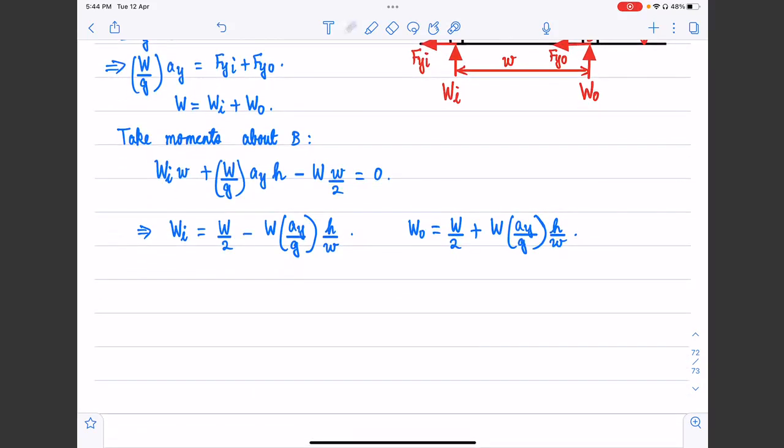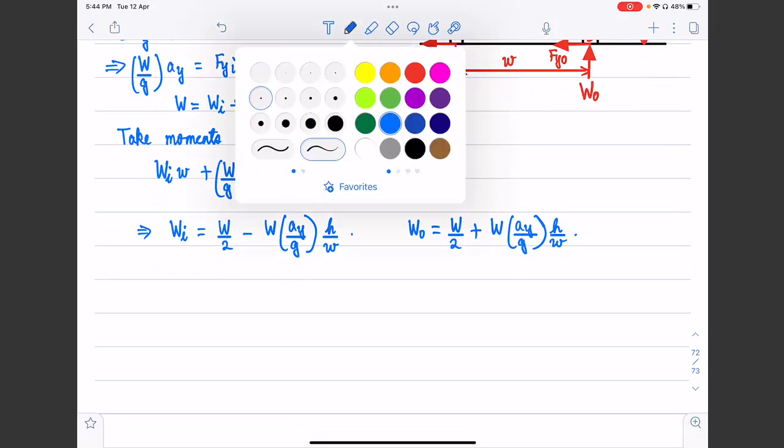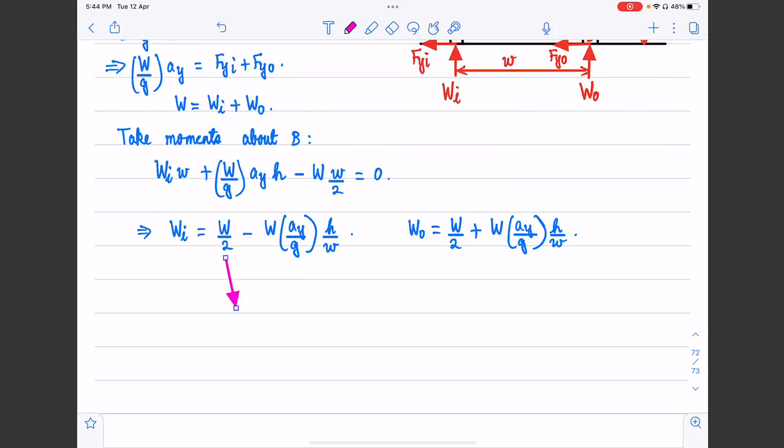We can see a similar impact coming in. We can see this W by 2 component in both these equations, which indicates the static load. Suppose there was no turn, no motion. The load, assuming symmetry, is going to be split equally between the left and the right sides of the vehicle. But when we take a turn, there is going to be a dynamic load transfer taking place from the inner wheels to the outer wheels.